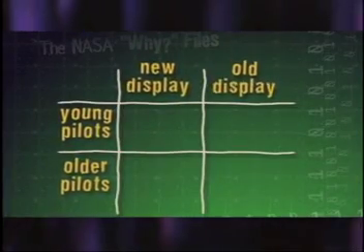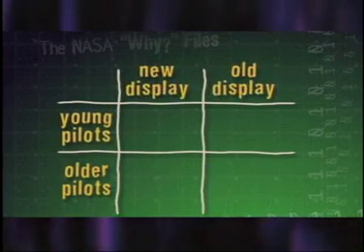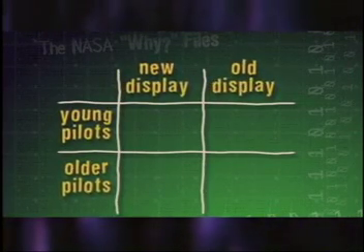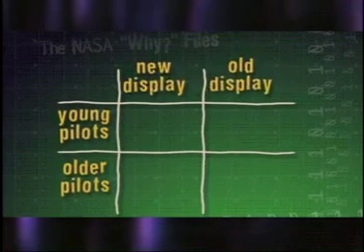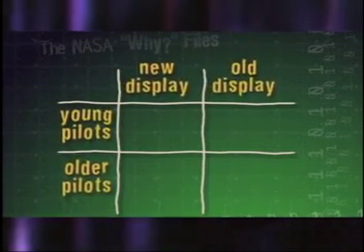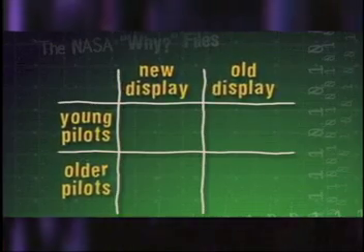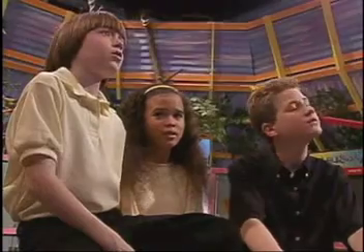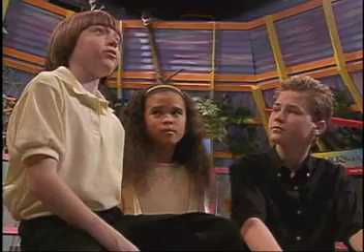In my experiment, it's pretty simple since I only have two factors of interest, the display type and the age of the pilots. And I have two levels for each of these factors. For the display type, I have a new display and an old display, and for the age of the pilots, I have younger and older pilots. Your matrix helps you organize your data so you can look at it, analyze it, and understand what's important about your problem. We can look at the data and get an idea about the source.